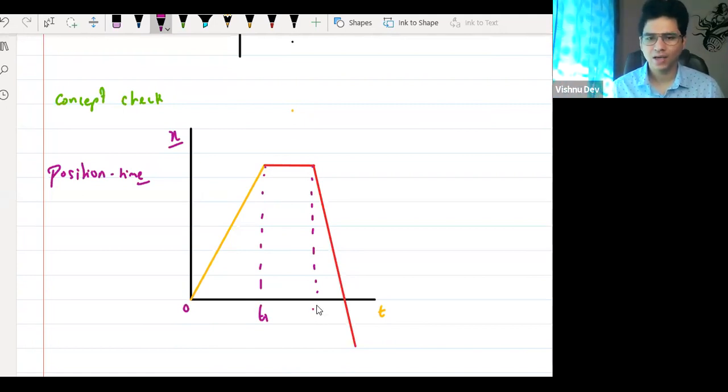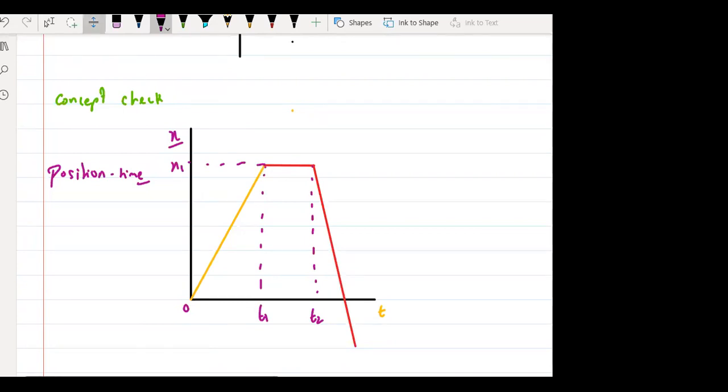Now T1 to T2 क्या हो गया? Tell me, T1 to T2, the position is not changing, yes or no? Suppose this is x1, position is not changing, right? Which means, sir, yes, very good, it is in rest, right? है ना? See, logically सोचना है. If position is not changing, which means the speed is 0, and the speed is 0 means the object is in rest, right?